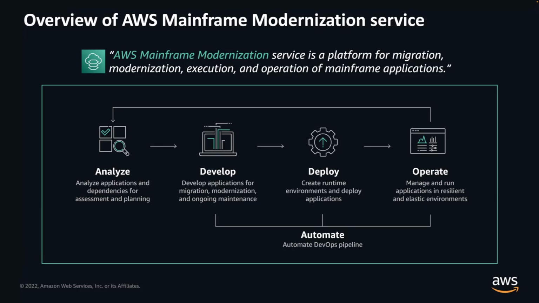During the deploy phase, you create the application runtime environment and deploy your migrated application. And during the operate phase, you will run and manage your application on the cloud. You can also automate this whole process by using DevOps pipeline to build, test, and deploy. After the initial migration, you can still continue to use these tools to optimize and modernize on the cloud.